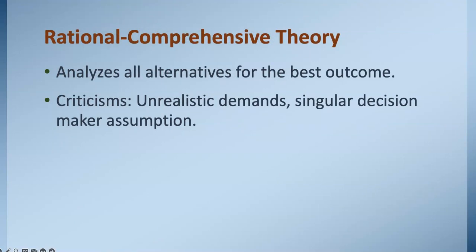First, let's talk about rational comprehensive theory. This is a method where all available options are analyzed to achieve the best outcome. Some of the criticisms that we hear are that it may be unrealistic, it may be limited by available information, and it assumes a singular decision maker.